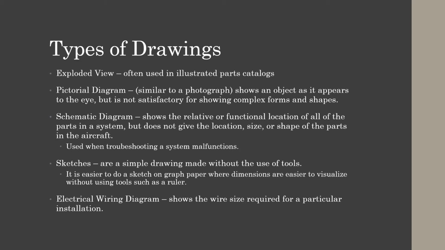Sketches are a simple drawing made without the use of tools. So it's easier to do a sketch on graph paper, where dimensions are easier to visualize without using tools such as a ruler. Electrical wire diagrams show the wire size required for particular installations. And they kind of function like a schematic. They'll show you the wire leading up to different parts, but not necessarily where those parts are on a plane.